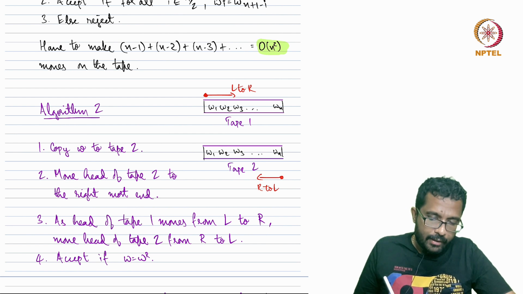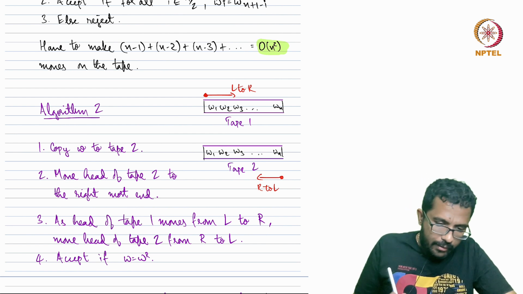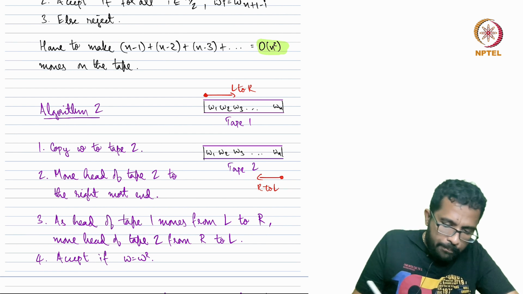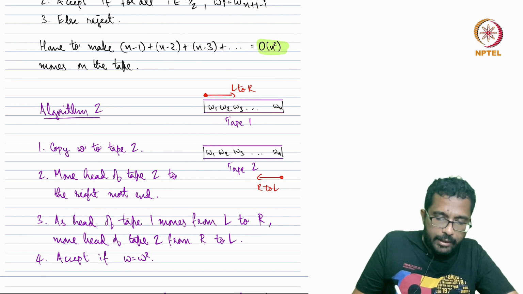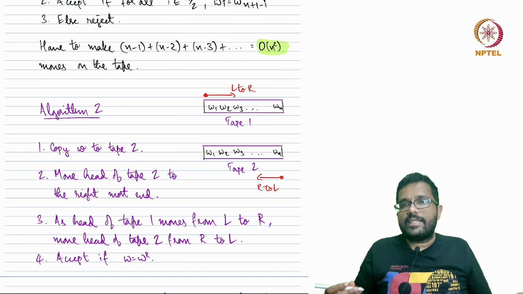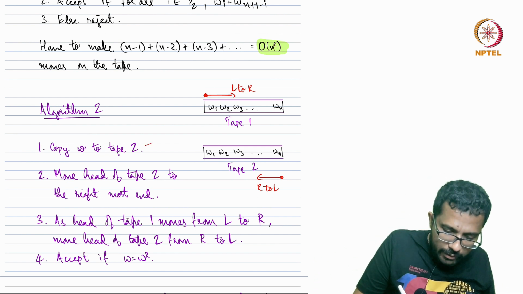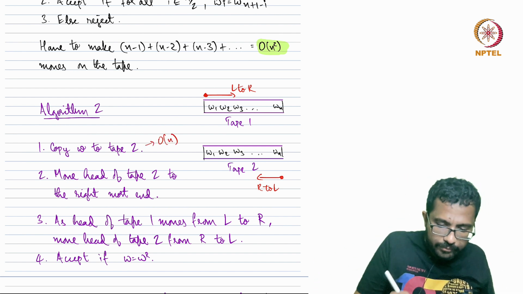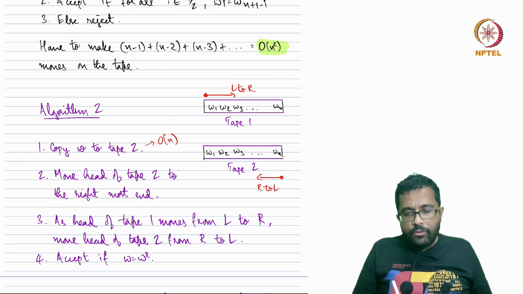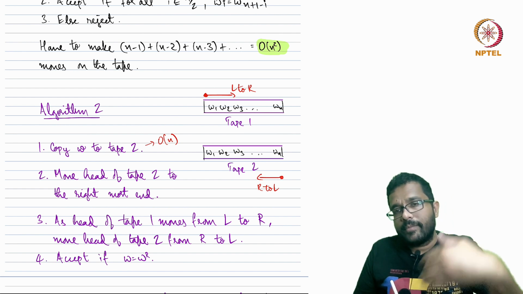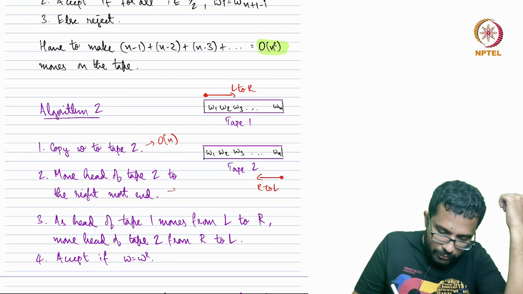Why is that? What did we do first? We first needed to copy the content of tape 1 to tape 2. So if there are n symbols, this takes n time. So this takes order n time. And then we move the head of tape 2 to the rightmost end. That's also order n time.